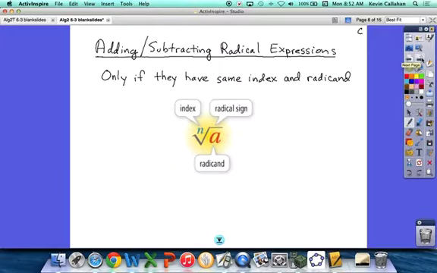The thing about adding and subtracting is that you can only add and subtract radicals if they have the same index, meaning the number in the hook right there, and the same radicand, meaning what's inside the radical. When those two things are true, they're called like radicals. It's like combining like terms: same index, same radicand, which means you can add them up. Called like radicals.